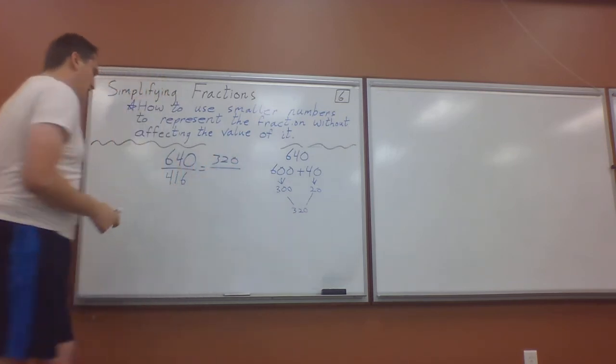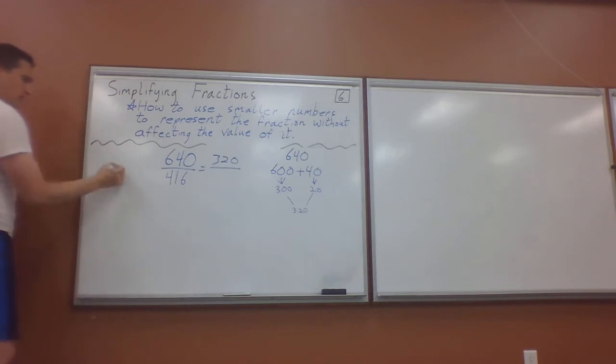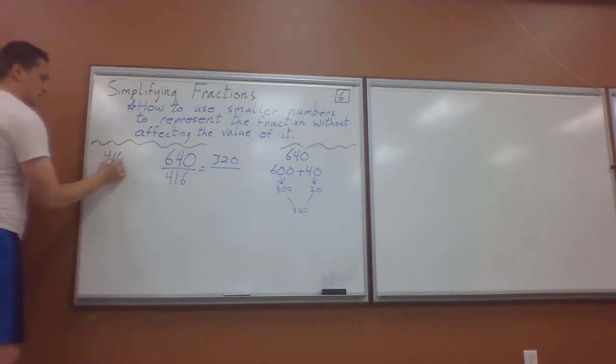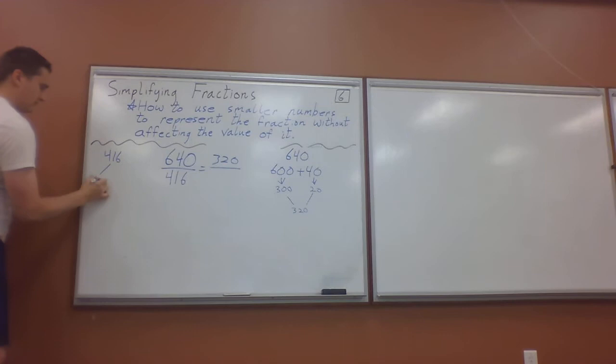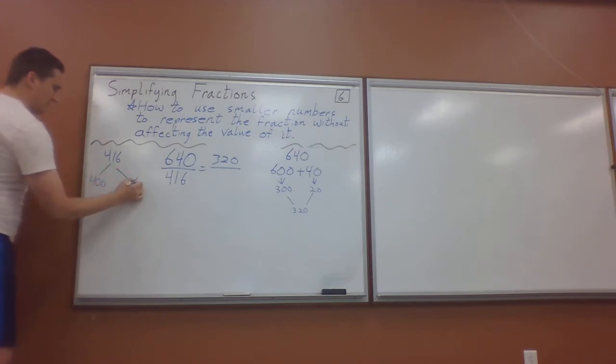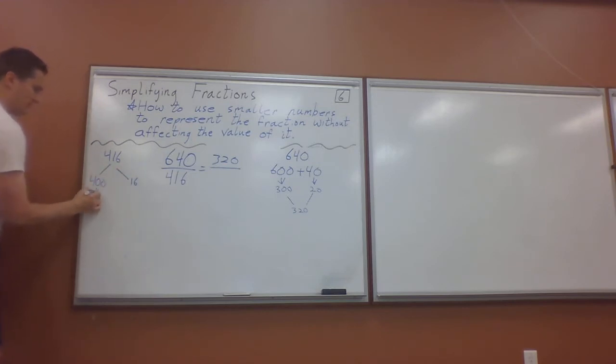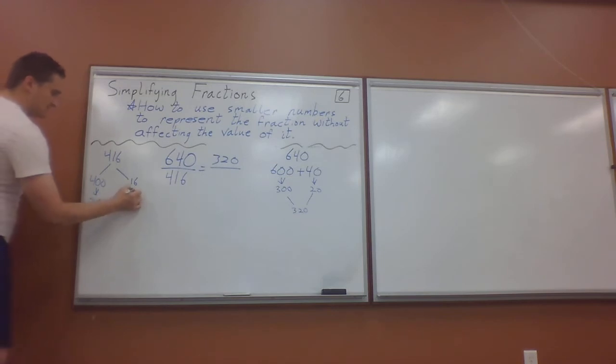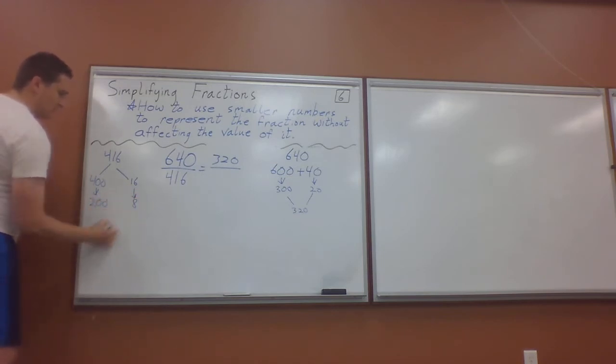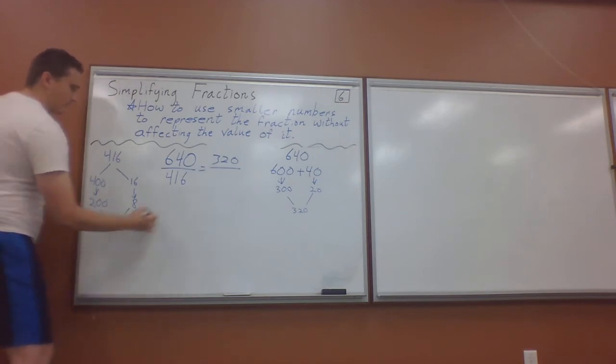How about the bottom? 416. Okay, well, I'm going to treat 416 like 400 and 16. So half of 400 is 200. Half of 16 is 8. So half of 416 is going to be 208.